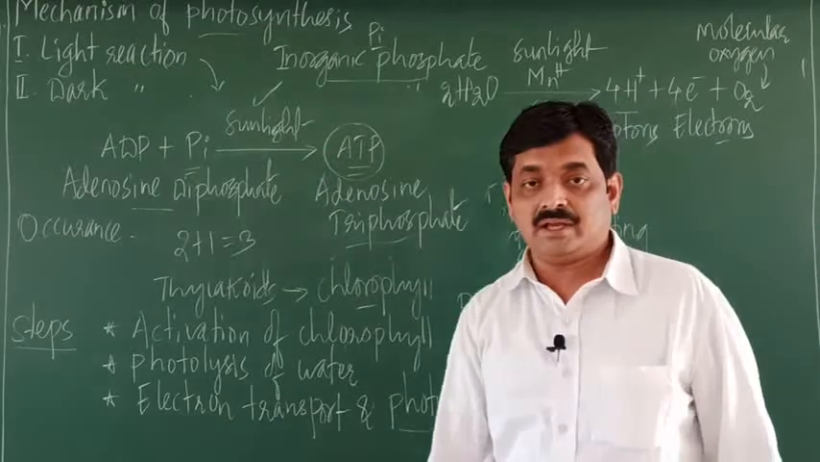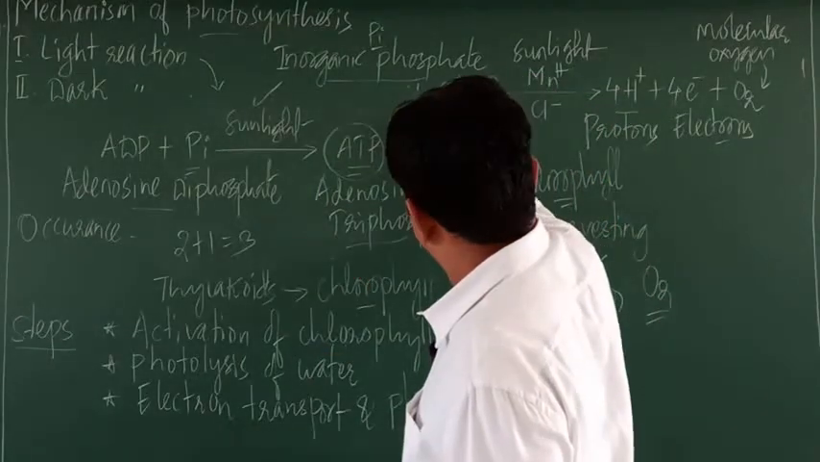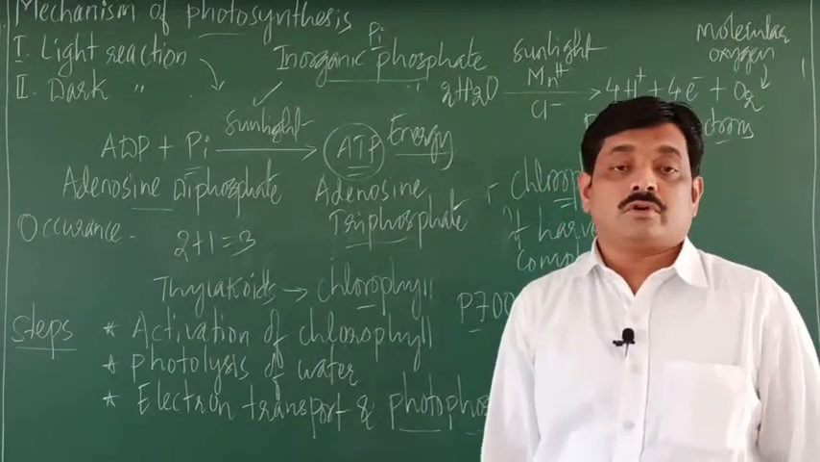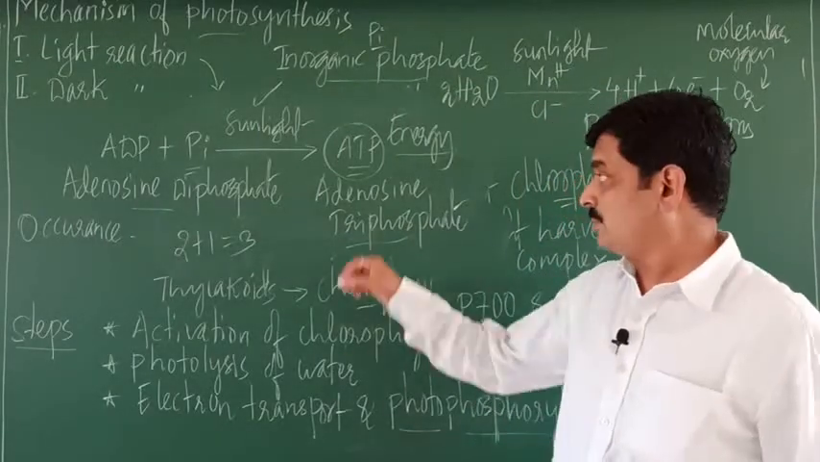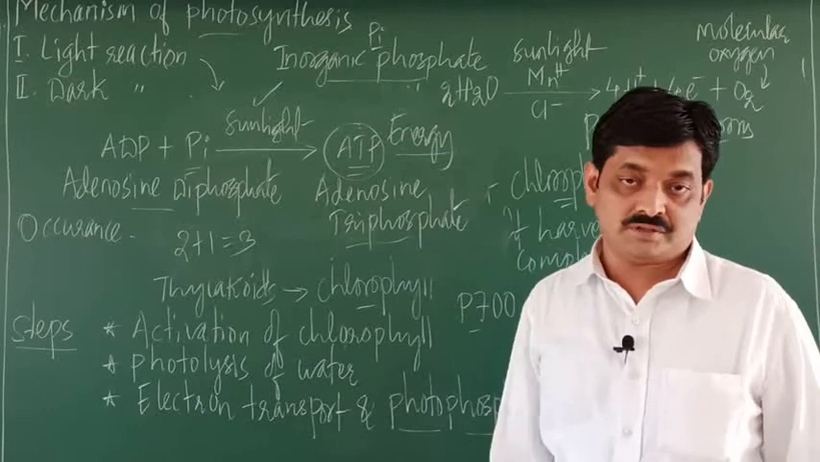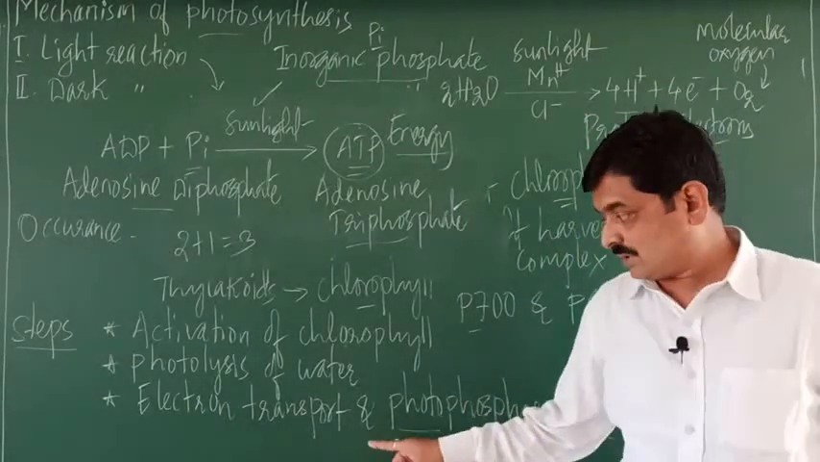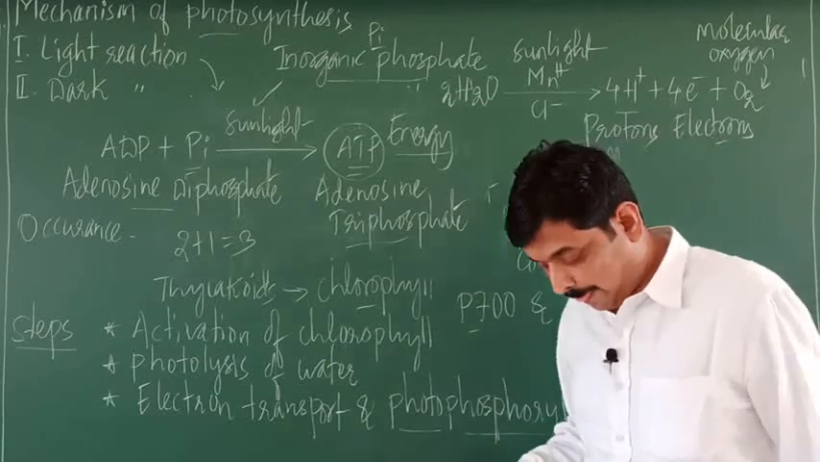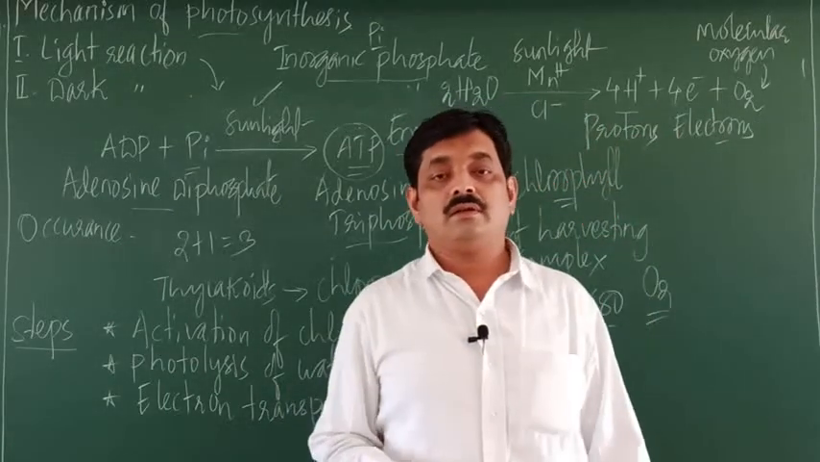So this ATP is the source of energy. So organisms get energy from ATP, right? So that is about the third step involved in light reaction. So the remaining part we will consider in the next video.